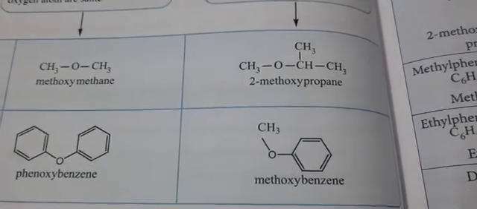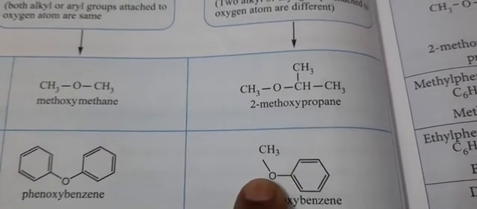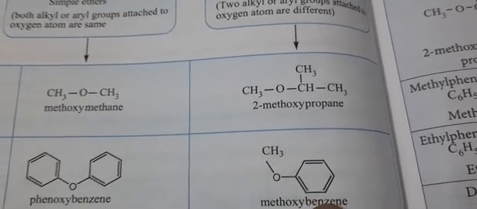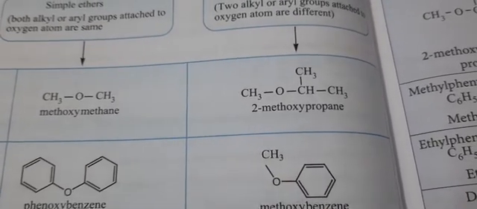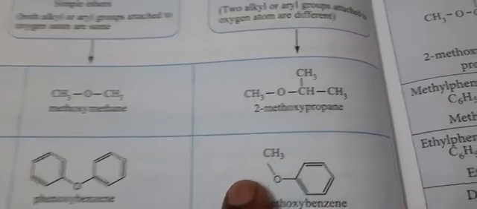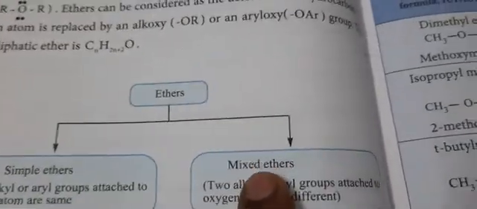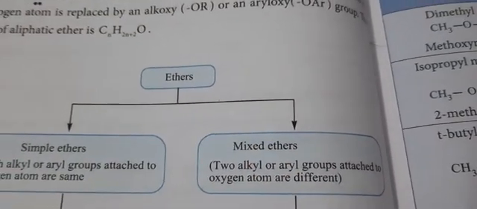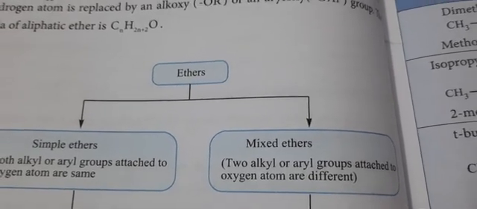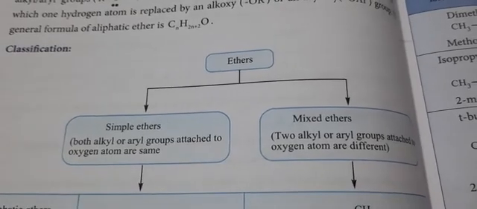Another example, see this example. In this example also, oxygen is attached with two different groups. On this side a methyl group and on this side one benzene ring. Both are different groups, not the same. If oxygen is attached with two different groups, that is called a mixed ether. The two alkyl or aryl groups attached to the oxygen atom are different. So this is the classification of ether. Ether is classified into two. One is simple ether, another one mixed ether.